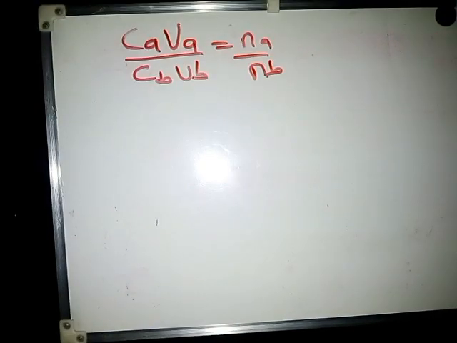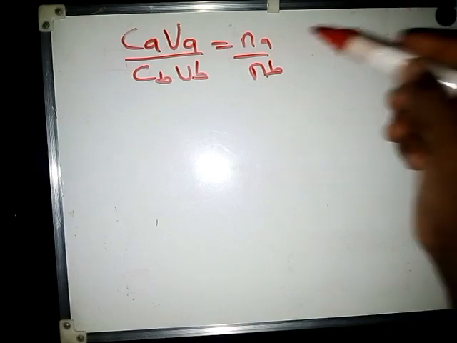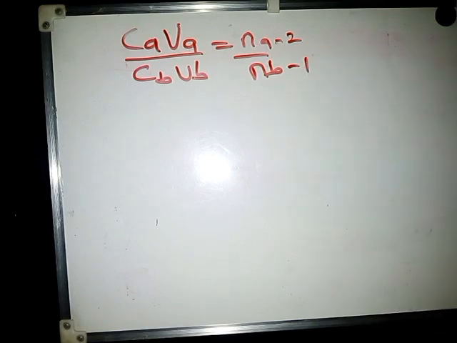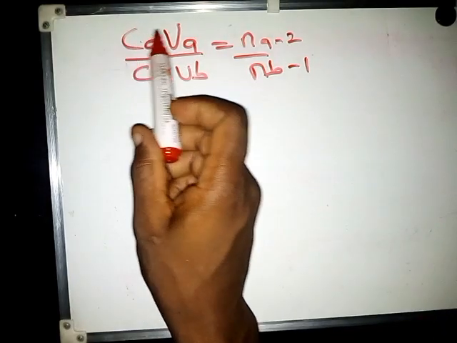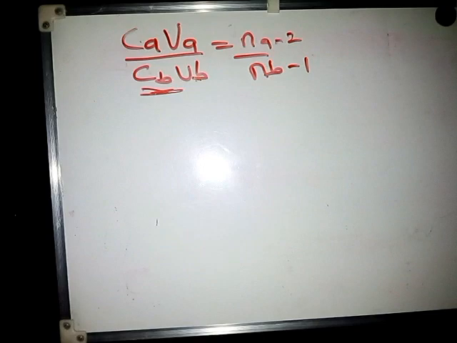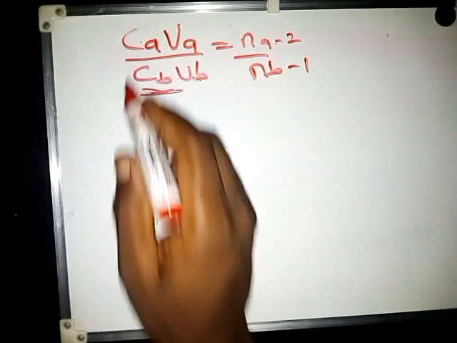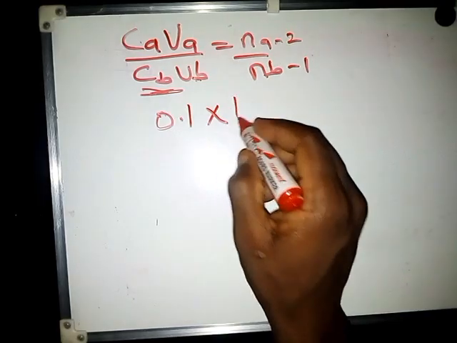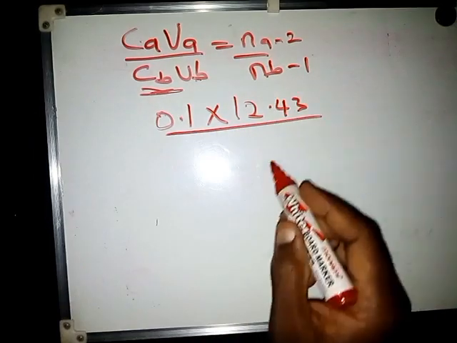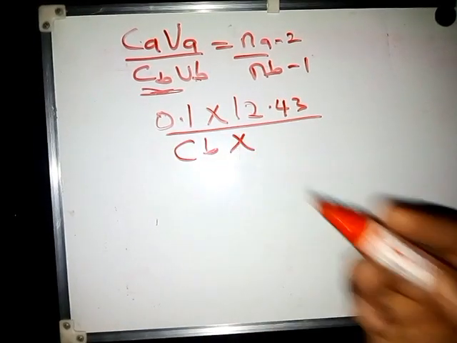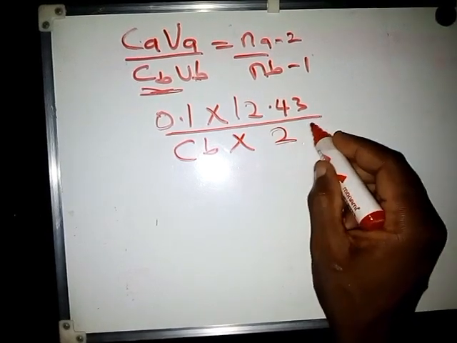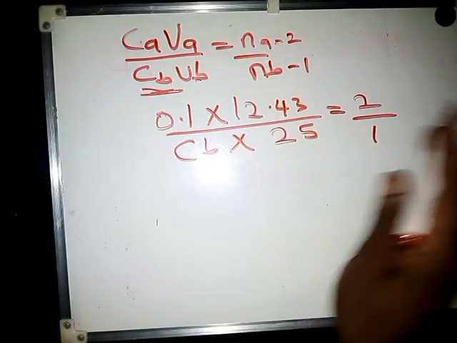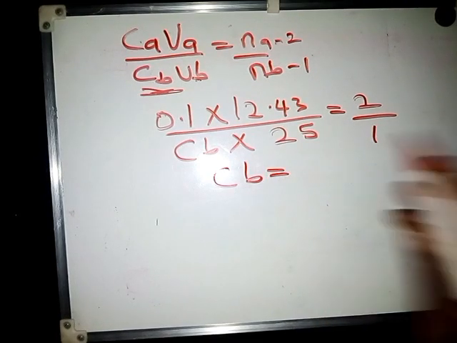From your equation, you can check that the mole ratio for the thiosulfate is 2, while the one for the iodine is 1. And so we know this, we know this, we know this. So we just substitute. So Ca, we just calculated to be 0.1. Va, the volume of the burette, 12.4. Then Cb, we are looking for. Then Vb, the volume of the pipette, we use 25, over the mole ratio. Na is 2 and Nb is 1. So multiply, you should have something like this.